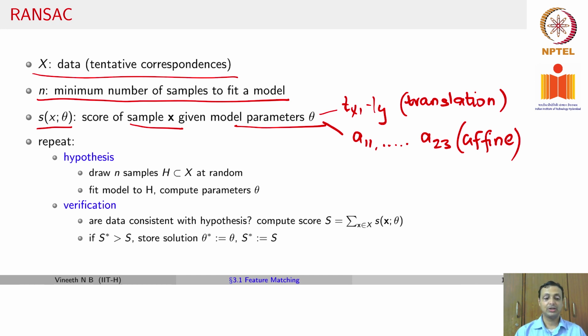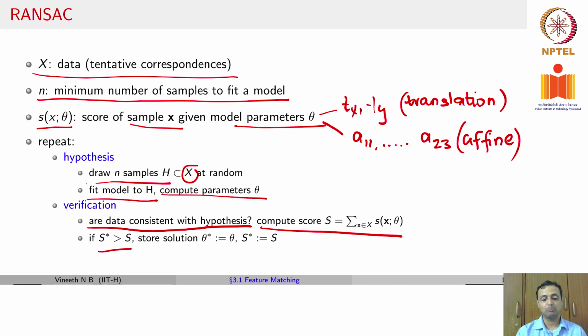So what RANSAC says is you start with the hypothesis, verify the hypothesis, and keep iterating and storing the best hypothesis so far. So you draw n samples from x at random. Let's call that set of n samples as h. You fit the model to h and compute the parameters. If most of your data are consistent with this hypothesis, you compute a score. If this score was better than the earlier score, you make the new hypothesis the best hypothesis, and you keep repeating this process. Let's talk about this in the context of matching features.